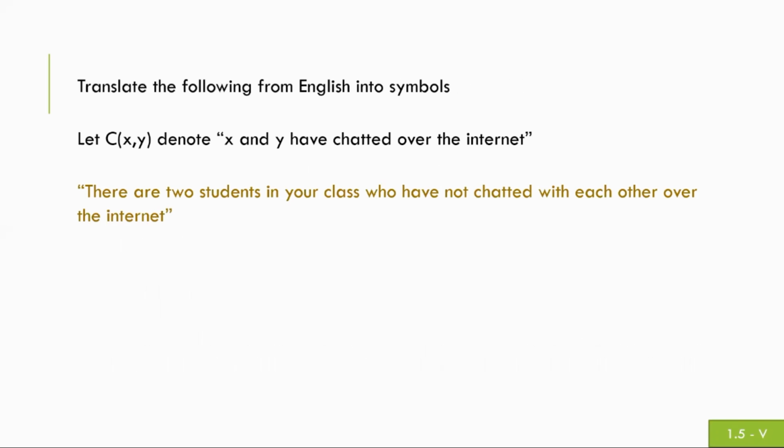Let's try and take our English and put it into symbols. If we let C of xy denote x and y have chatted over the internet, let's take the statement and see if we can symbolize it. There are 2 students in your class who have not chatted with each other over the internet. 2 ways to do this. The first is to let the domain just be students in the class. And then we're saying, hey, there is a pair of students who have not chatted over the internet. So there exists an X, there exists a Y, where it is not the case, C of X Y.